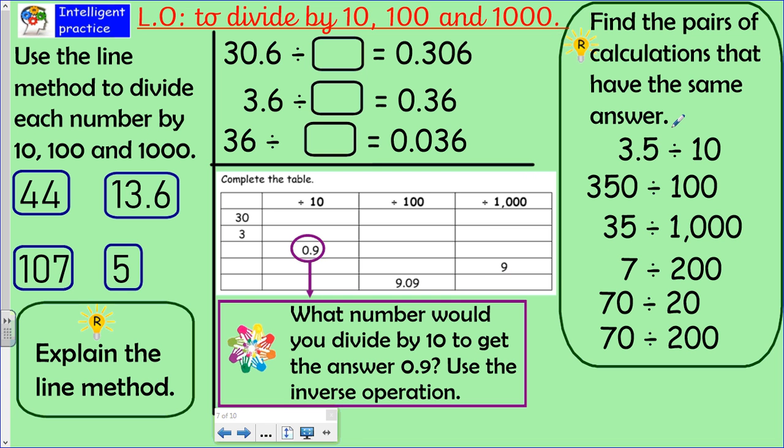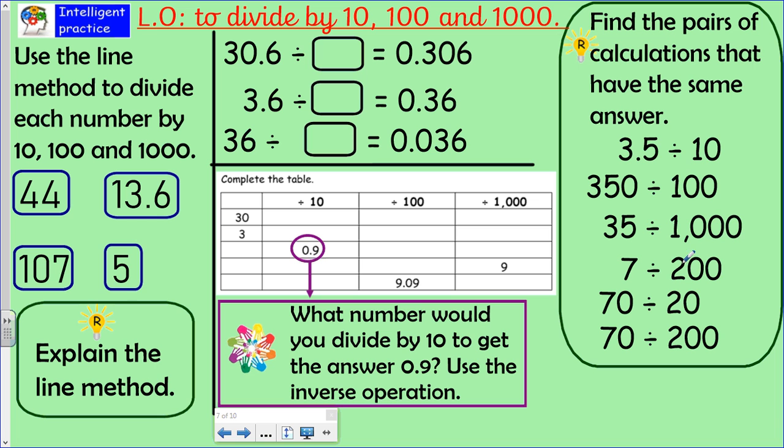And then finally, your reasoning question. Find the pairs of calculations that have the same answer. You need to work out all of the calculations and then you'll find that they match up. There's 2 questions with the same answer, another 2 questions with the same answer, another 2 questions with the same answer. First 3 straightforward. Second 3 need some connective thinking going on.